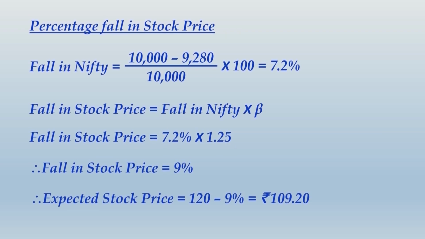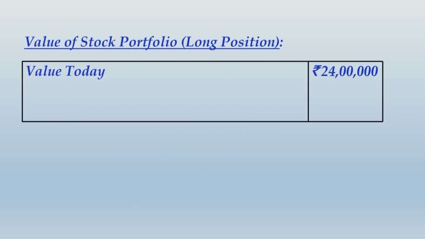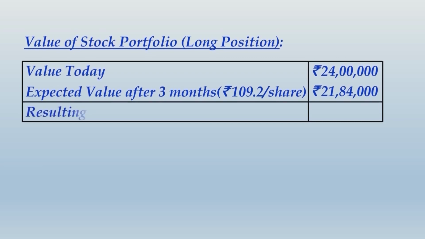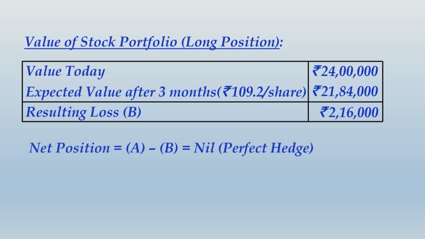Let us now look into the impact of this reduced stock price, the expected price of the stock, which is 109.2. What will be its impact on the stock portfolio? So in the stock portfolio, we have a long position. So the value today is 24 lakhs and the expected value after 3 months, at the rate of 109.2 per share, will be 21,84,000 in total, and therefore the resulting loss is 2,16,000. The net position is again nil because we have planned a perfect hedge. Note down this as well, and then we move ahead.